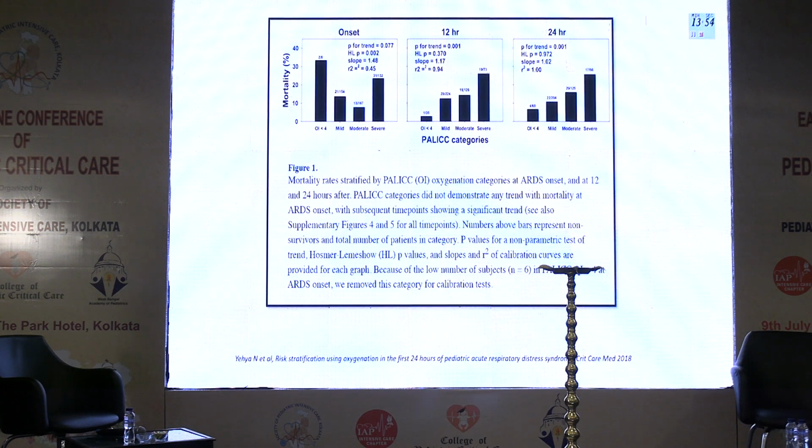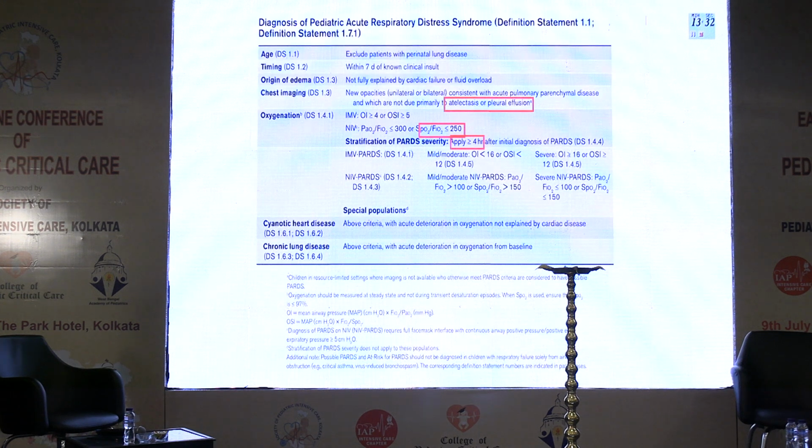So as you can see, the mortality is on the y-axis. At the time of onset, it does not give any information, but later on in the PALIC categories, on the mild, in the first 12 hours and 24 hours, there was a definite change in the mortality with time. Then the second change is they combined mild and moderate. As compared to 2015, the mild and moderate category was combined into one.